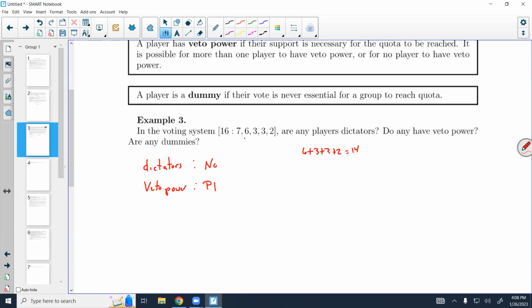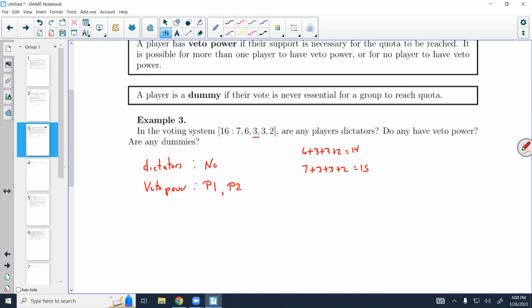So now let's look here at player 2. Can it pass without player 2? I have 7 plus 3 plus 3 plus 2, which is 15. Still not enough. So player 2 also has veto power.